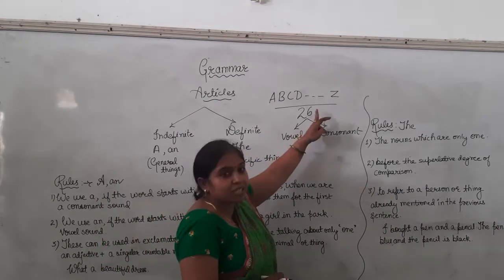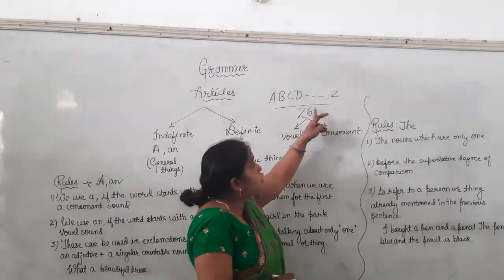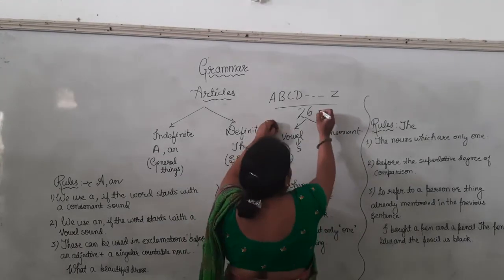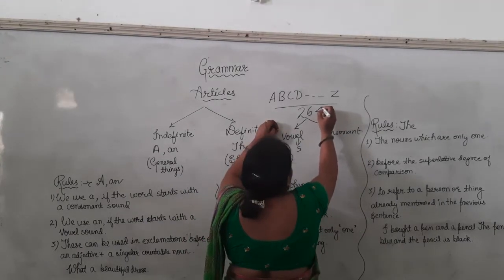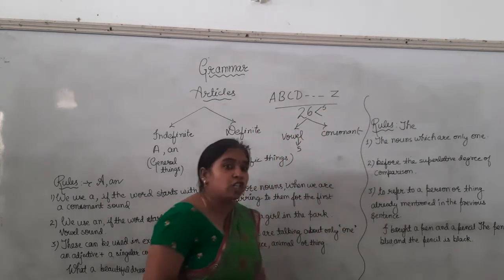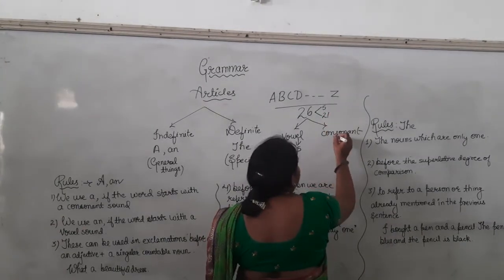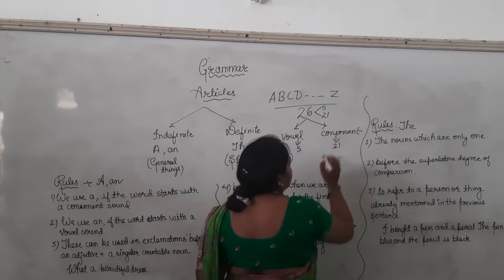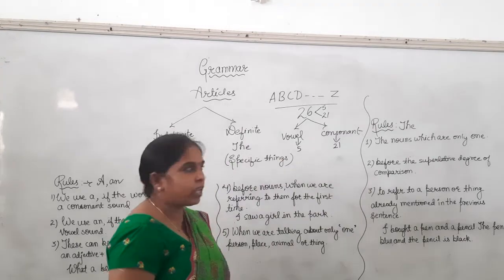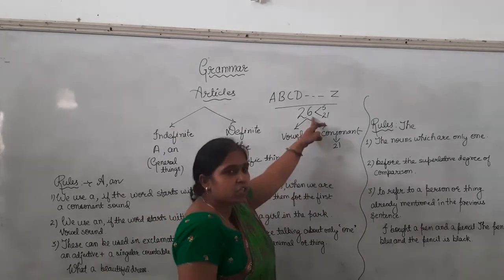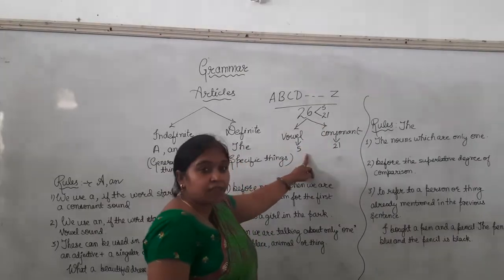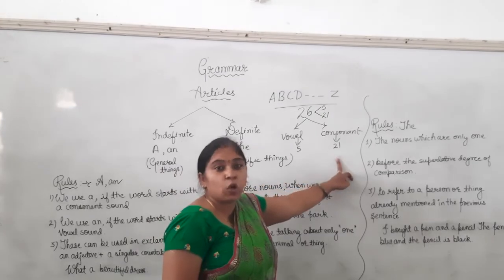Means 26 alphabets are there. Out of 26, 5 are vowels, and then afterwards how many are left? 21. So 21 consonants are there. So total number is 26 only. So 5 are vowels and 21 are consonants.